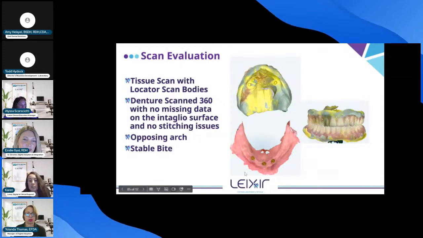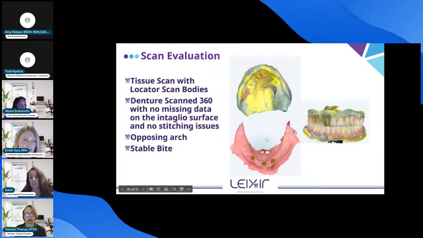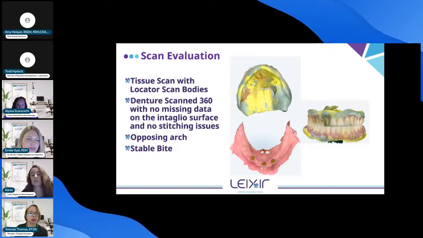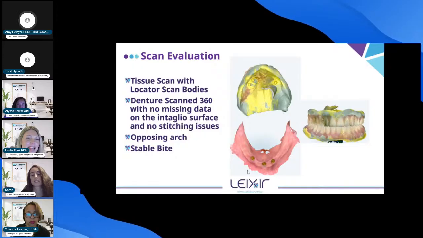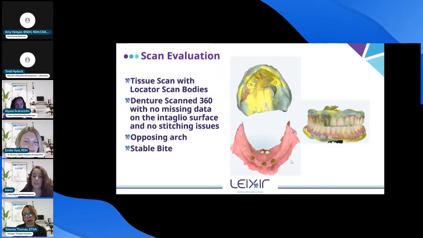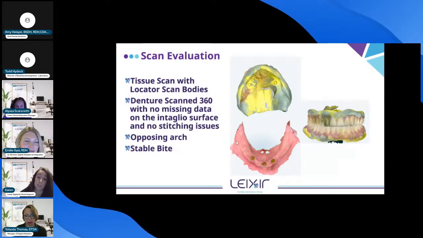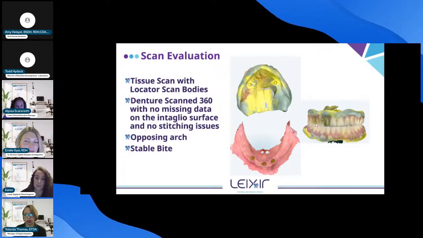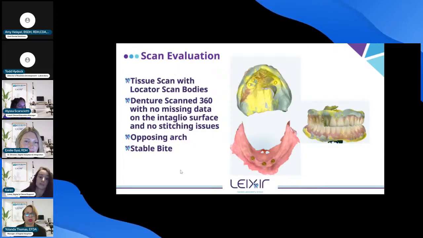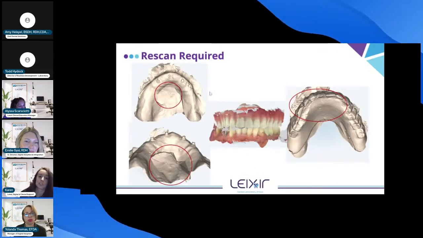One of them is the tissue scan with the locator bodies on. Guys, can you see my little cursor? Yes. Okay. So this tissue scan for the lower scan body scan is what a pretty ideal one would look like. The bite scan, see how the left and the right are completely closed. There are no openings, so it's a very stable, accurate bite. So this is what it looks like.